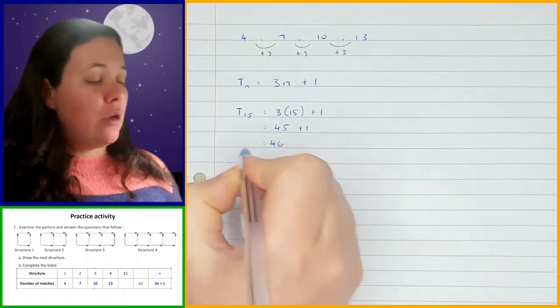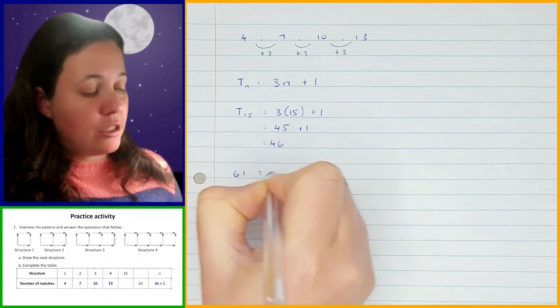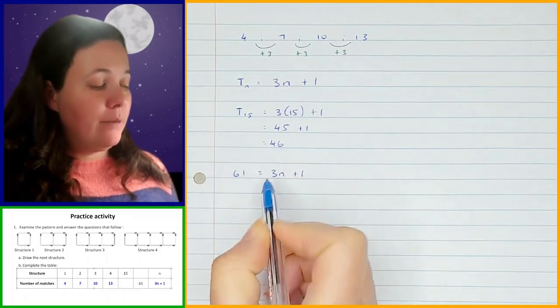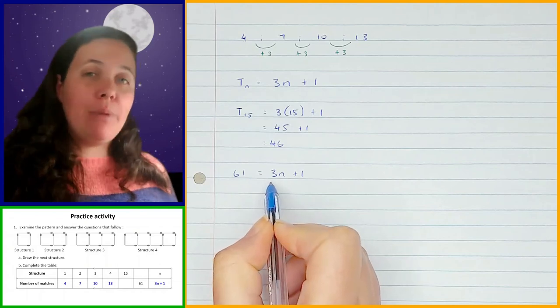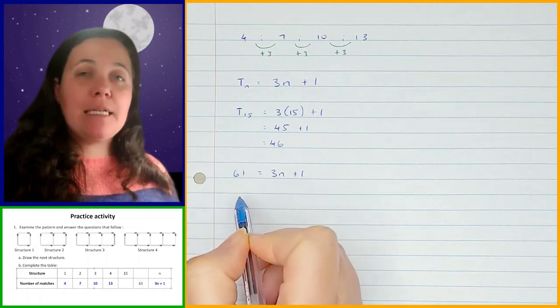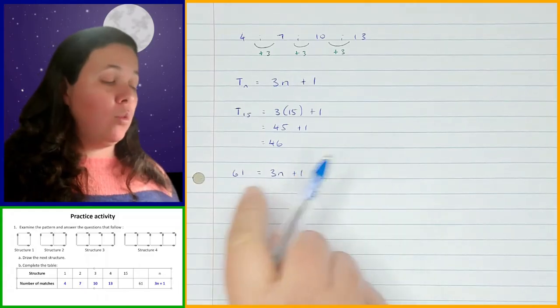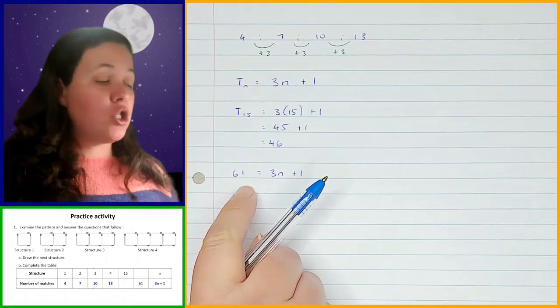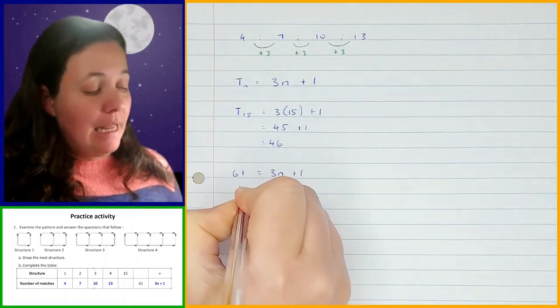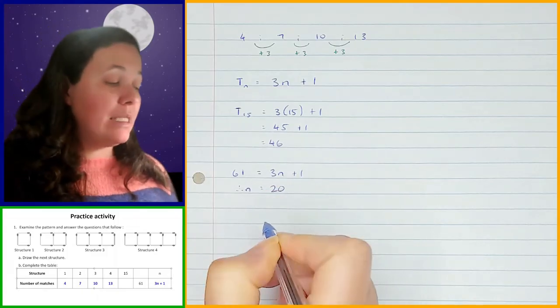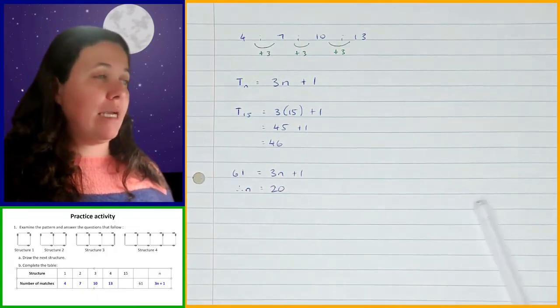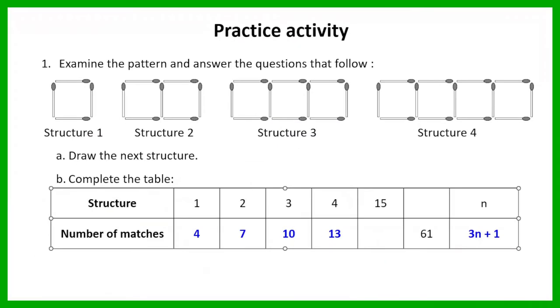And then we have to work out which term is equal to 61. So 61 equals 3n plus 1. I need to know, what must I multiply 3 by and then add 1 to be able to get 61? First of all, before adding 1, what would this have been? It would have been 60. So 3 times what is 60? That means that n must be 20, because 3 times 20 is 60, plus 1 is 61. So over here in my table, my 15th term is 46, and the 20th term is equal to 61. So that's what you should have got for that example.